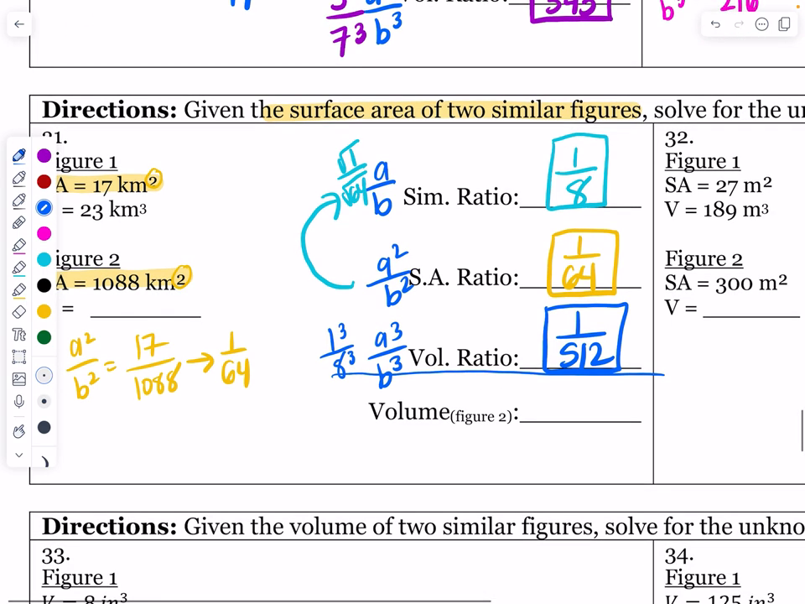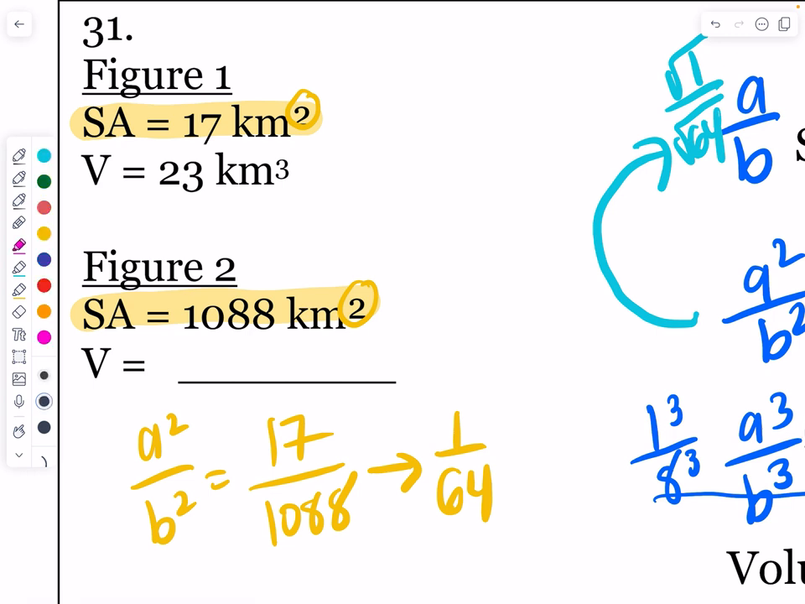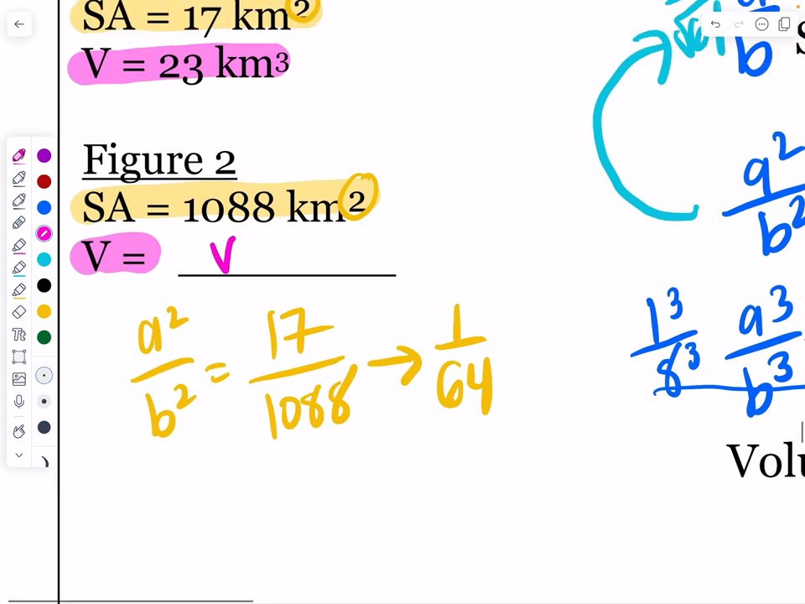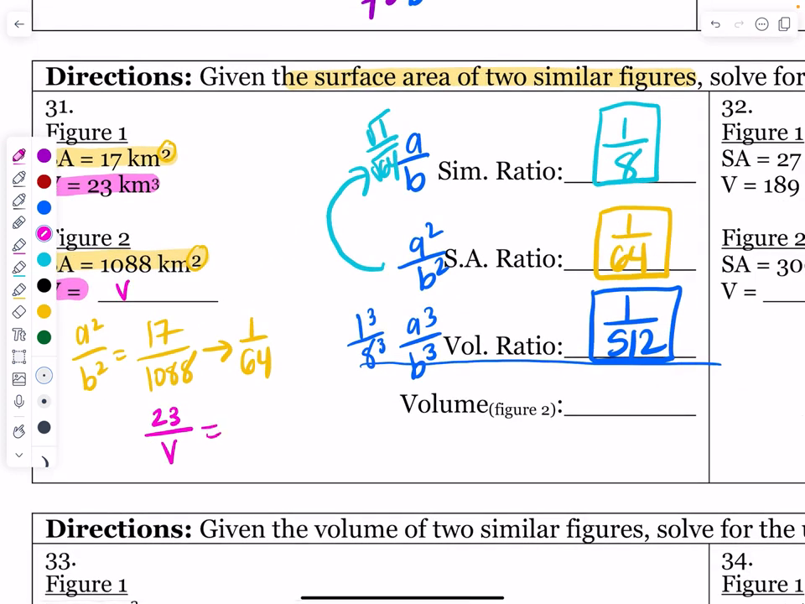But now we're going to take this one step further and we're going to actually solve for a missing piece. So it gives me my volume of the smaller figure and it wants me to find my volume of the bigger figure. So we're going to fill in a V there. I'm going to say V is volume. So I know the original volume of figure 1 is 23. I'm trying to find the original volume of figure 2, which we're going to call V. That should be equal to the volume ratio, which we have. It's 1 over 512. So I get to fill that in right here, 1 over 512.